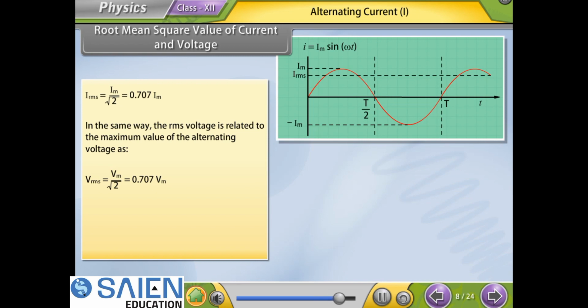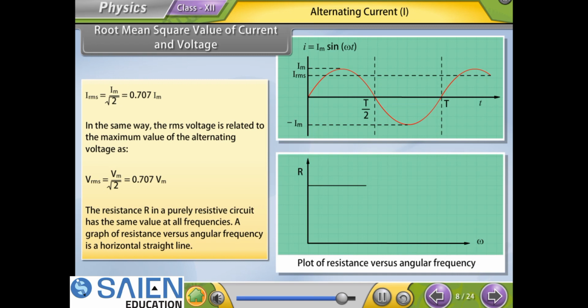0.707 Vm. The resistance R in a purely resistive circuit has the same value at all frequencies. A graph of resistance versus angular frequency is a horizontal straight line.